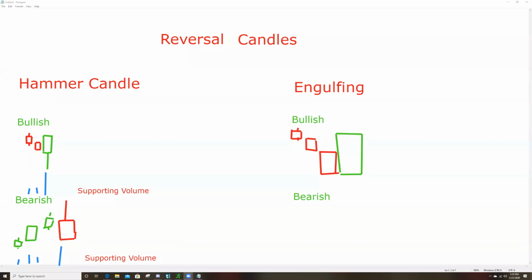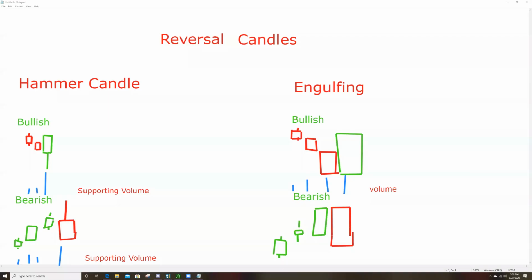Okay, so a hammer candle, you're either going to see it at the high of the day or the low of the day, depending if it's bullish or bearish. An engulfing candle, you could see anywhere in the trend. So a bullish engulfing candle opens at the low and closes at the high and is next to a red candle and completely engulfs that candle. Now this could be mid-range, this could happen anywhere in the range, and it usually signals a trend change.